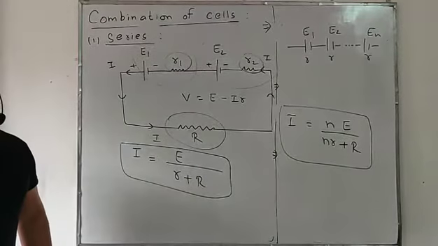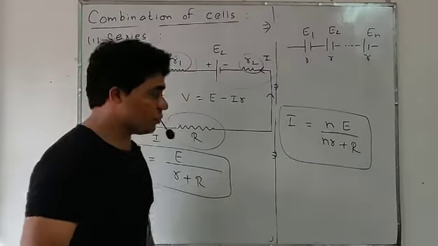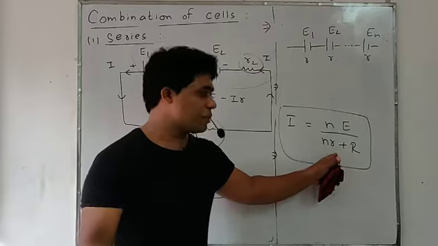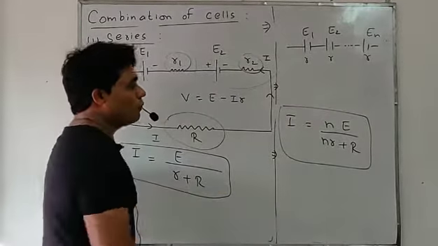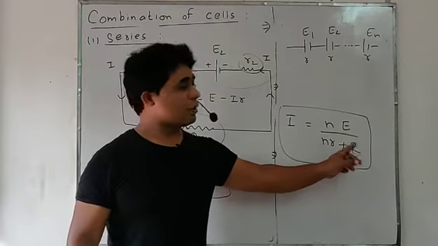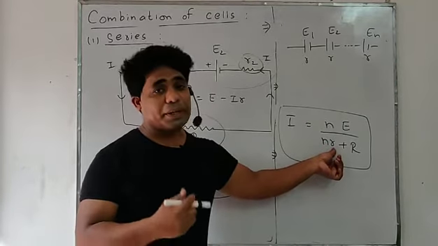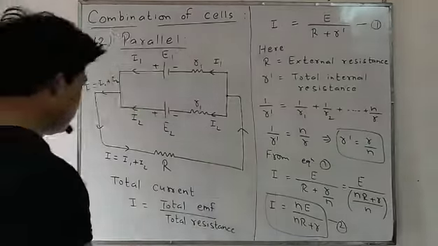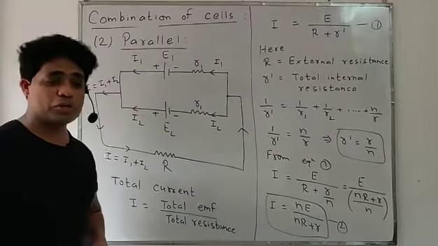remain the same. Okay students, so n multiplied with E because n number of cells, n multiplied with small r because n number of internal resistances, but external remains the same, a single resistance that you see. So we got the final form, nE by nr plus R, where n is the number of cells, E is the EMF, small r is internal resistance, and capital R is external resistance.